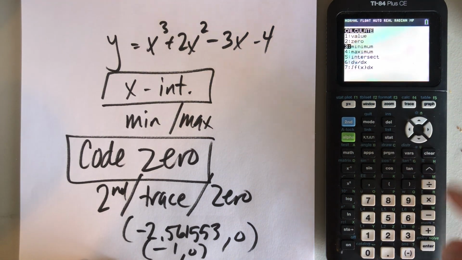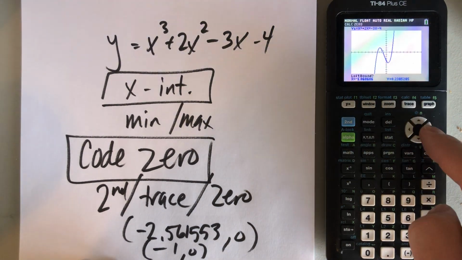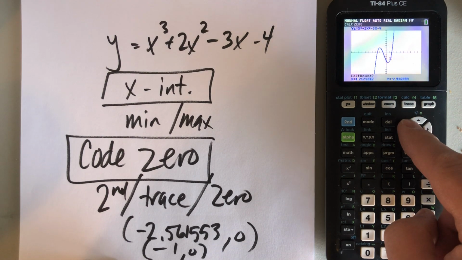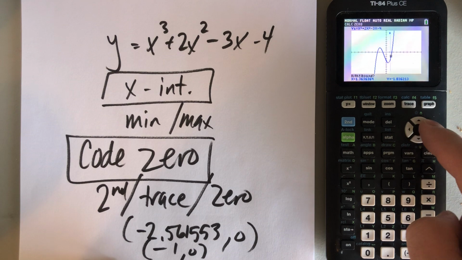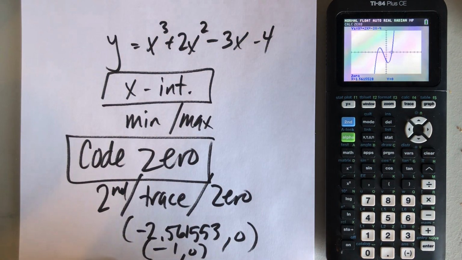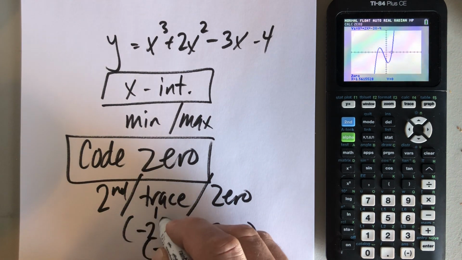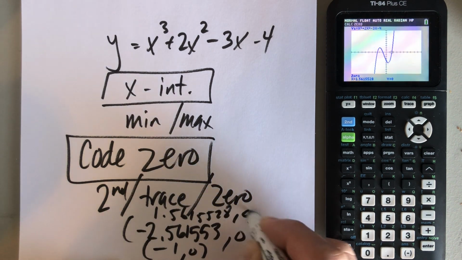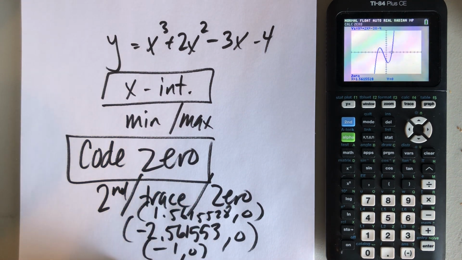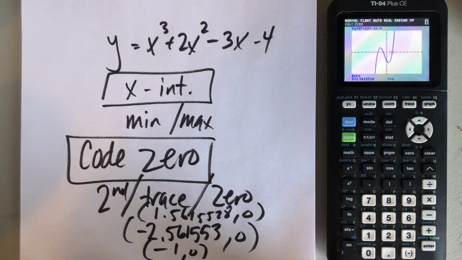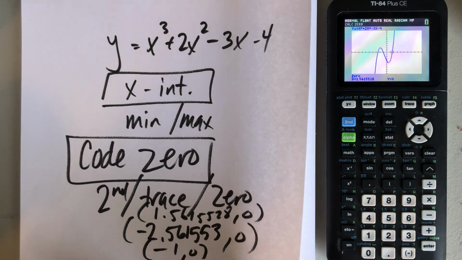Second trace 0, oops. And I'm going to find the left bound. So I'm going to go to it and go a little bit to the left, enter, and then a little bit to the right, enter, and I guess right on it. And there's my new one, 1.5615528. Those are the 3 code zeros that I had to do to get the 3 x-intercepts. Now, let's do this one more time and find the min and max.